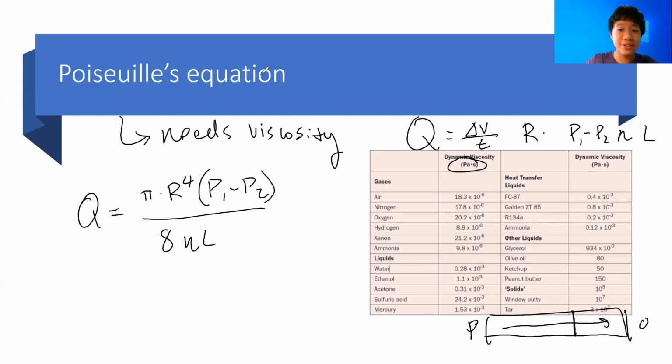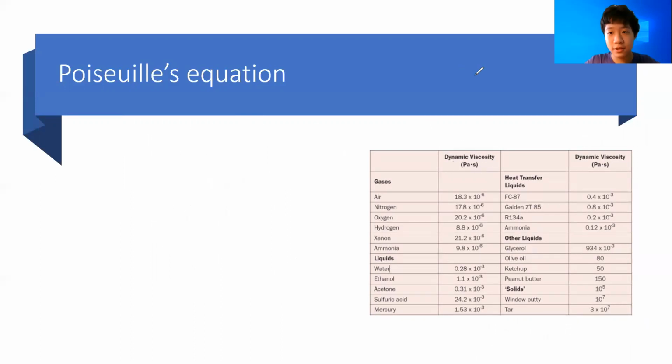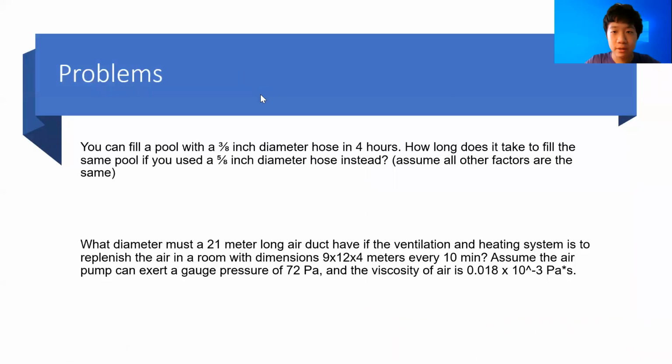But the one thing you should know from this equation is that r to the fourth power is proportional to Q. R to the fourth. Some people may think that it's r squared, because it depends on the cross-sectional area, but no, it is r to the fourth. So that's one thing you guys should know. Okay, so that is the equation, and let's do some problems. Pause the video if you want to do this for yourself.